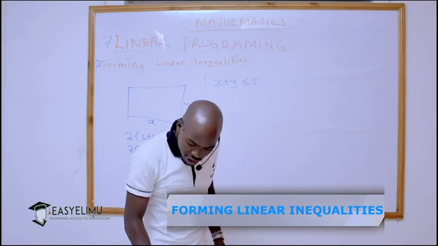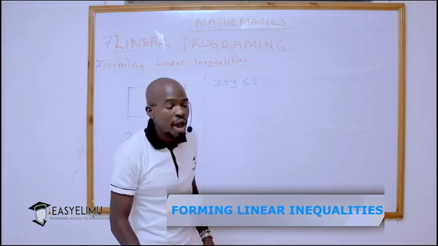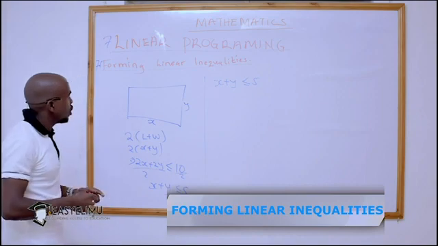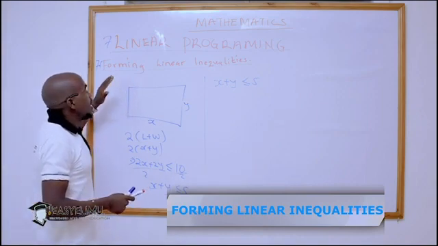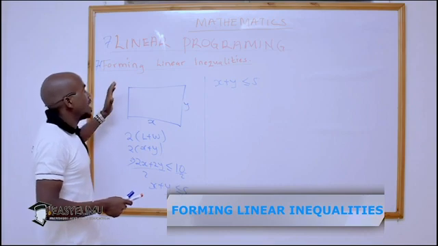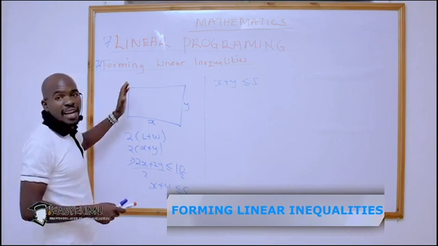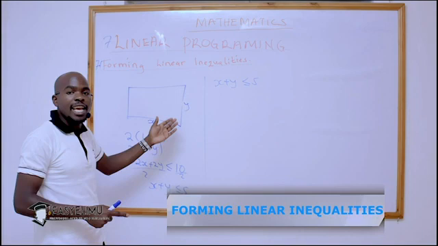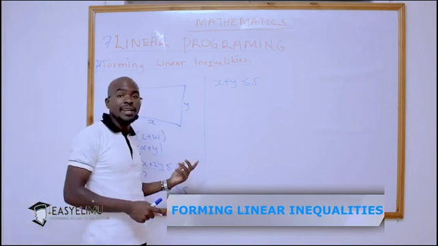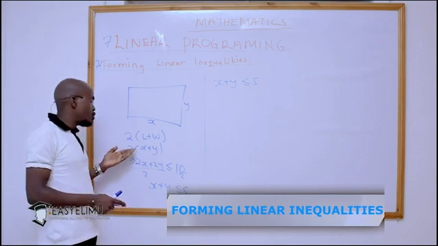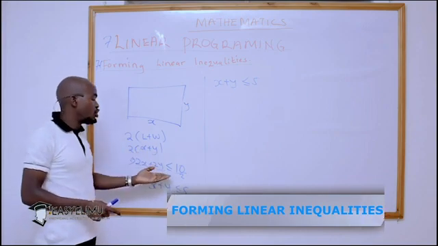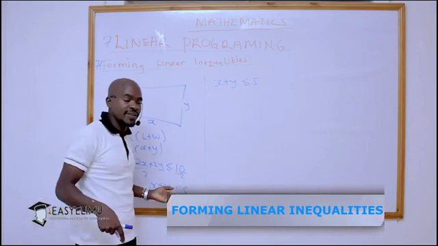Now let's see the requirement: find all the inequalities connecting x and y. So we have been told that the perimeter of a given rectangle is not more than 10, meaning it is either 10 or less than 10. That's why we are saying that if we take 2 into x plus y, we should get 10 or less.